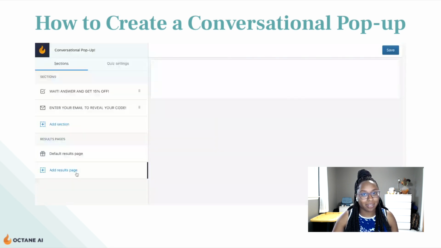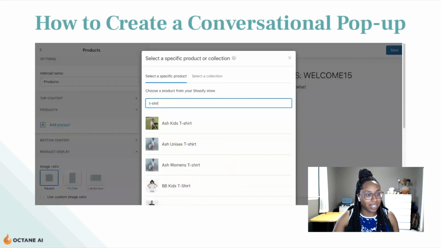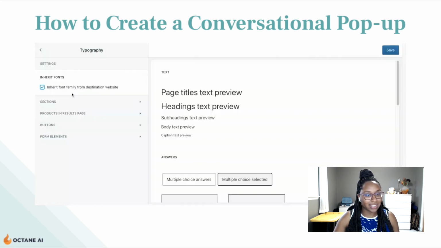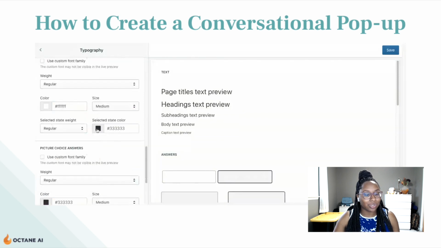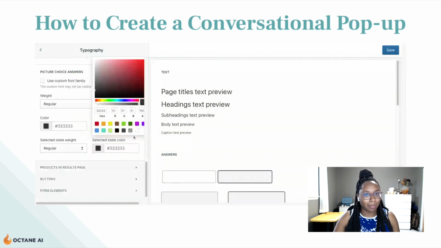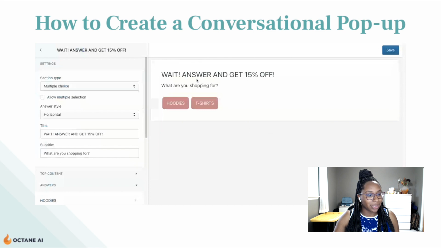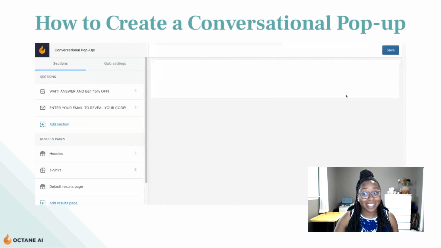Next, we're going to add our result pages and link them to the first question that we asked. And next, we're going to do the same thing, but for the t-shirt result page. The next thing I'm going to do is change some of the settings to make the pop-up in the quiz more on brand. And I'm also going to change the colors for the buttons in this particular case. And then I'm going to review my work. Next thing I'm going to do is save the quiz.